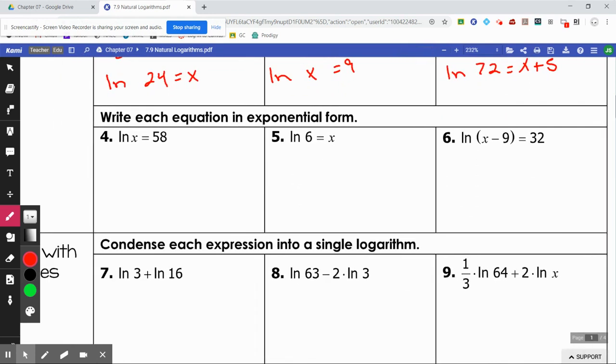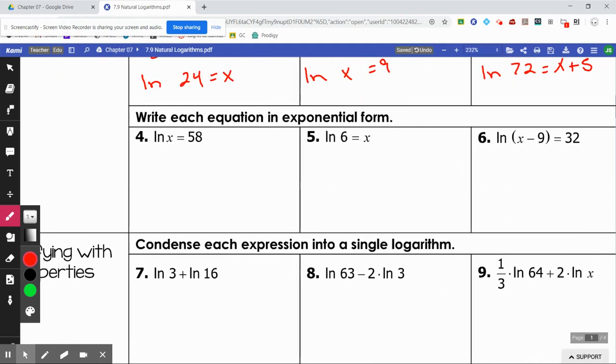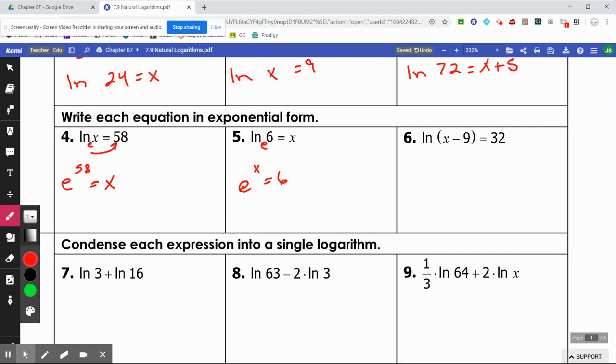Next up, let's change each of these to exponential form. If it's an ln, again, you can put an e down there. This is e raised to the 58th power equals x. This one is e raised to the x power equals 6. Or here, e, which is the base, raised to the 32 power equals x minus 9.